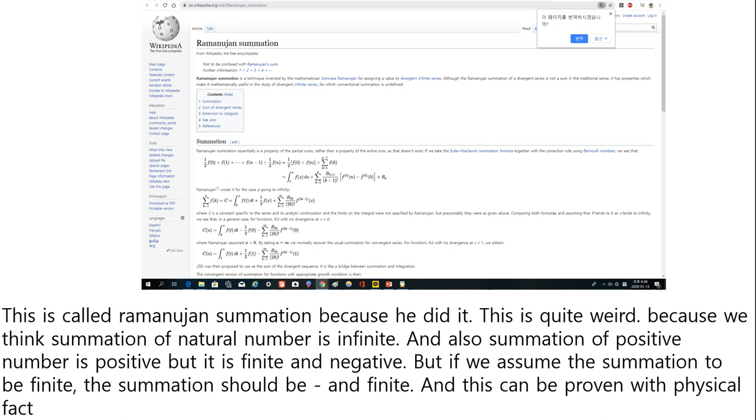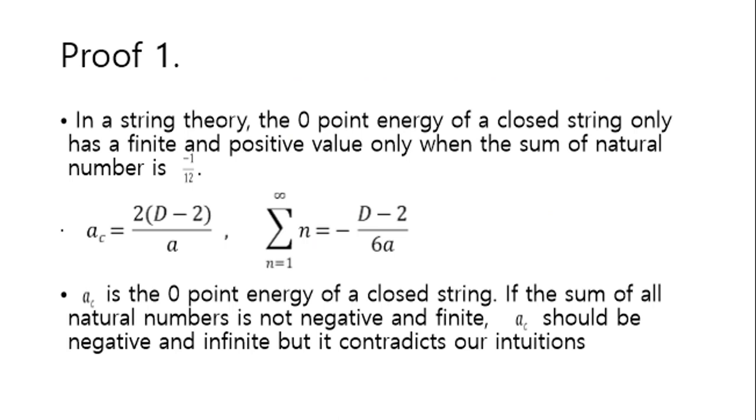This is quite weird because he thinks the summation of natural numbers is infinite, and also that the summation of positive numbers is positive, but it is finite and negative. But if we assume the summation to be infinite, the summation should be minus infinite. And this can be proven with a physical fact.